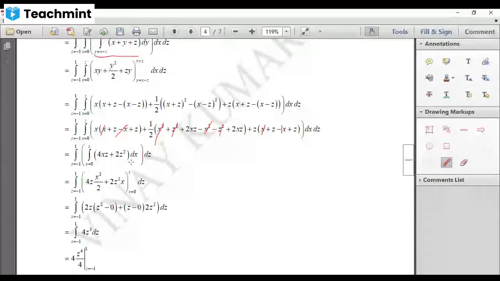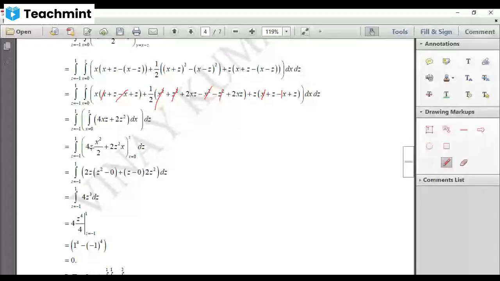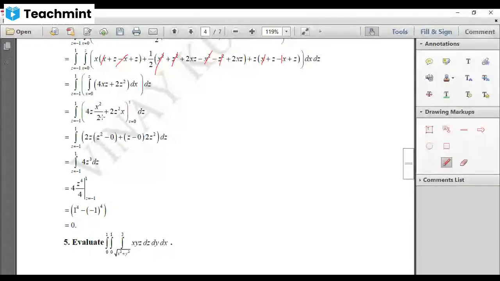Now integrate with respect to x. When you are integrating with respect to x, your z is constant. So 4z is constant. Integral of x is x square by 2 plus 2z square is constant. Remaining is 1. Integral of 1 is x, and the limit is from 0 to z. Apply the upper limit. 2 2s are 4. Right? So 2z will remain. Z square minus 0 square plus 2z square into z minus 0. So 2z into z square is 2z cube. Z into 2z square is 2z cube. 2z cube plus 2z cube is 4z cube.